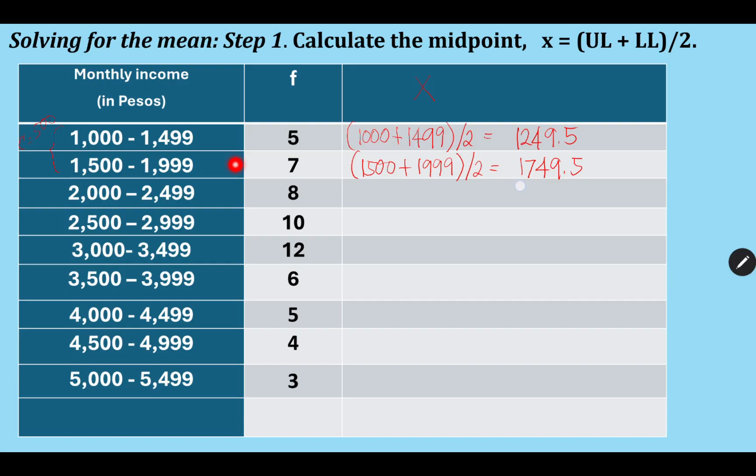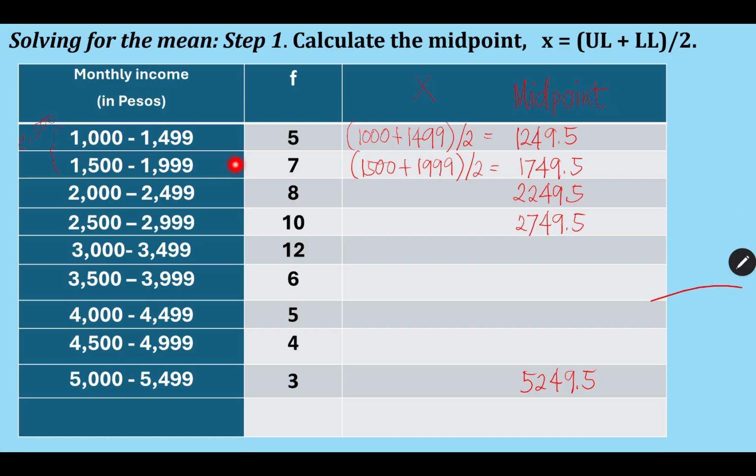1749.5 plus 500 would be 2249.5. And then next would be add another 500, so that would be 2749.5, and so on until we get the last one, which is 5249.5. Okay, so this is our midpoint x. Okay, so that would be our midpoint.